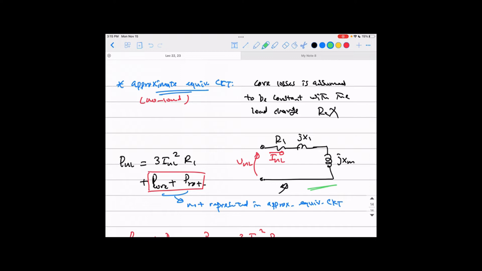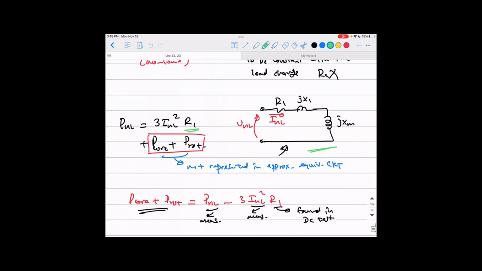So the power taken by the machine here is basically the power losses going into the machine at this condition. As you've seen here, part of it will be copper losses in the stator resistance R1, which is 3 I no load squared R1. And there are two other power losses not represented in this equivalent circuit because we're assuming they're constant, so there's no need to represent them by resistances in the equivalent circuit.